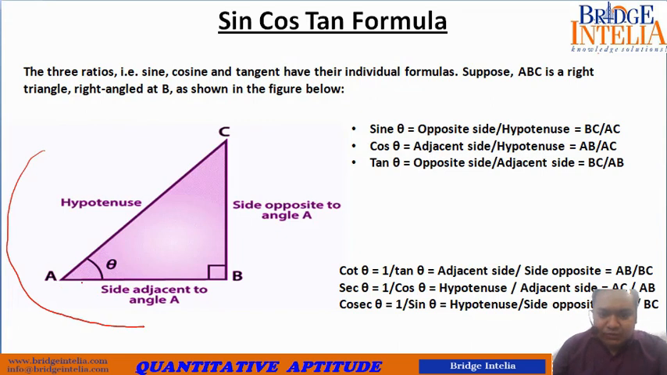What we see before us is a right angle triangle ABC, which is right angled at angle B. By right angle, what do we mean? That the angle formed here is 90 degrees, a right angle. Apart from this right angle, there are two other angles in the triangle. We choose any one of these two angles. In our case, we choose angle A, which has been denoted as theta.